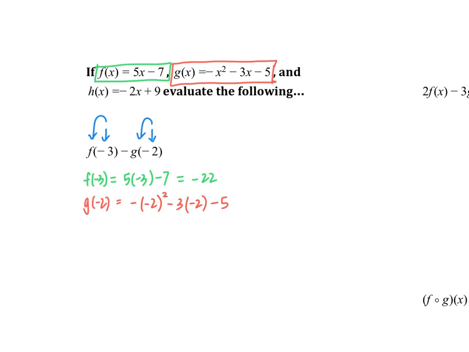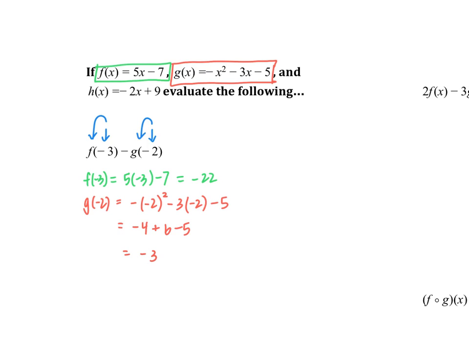So first I'm going to square that negative 2, that gives me a positive 4, and then multiply it by a negative, which gives me negative 4. Then I've got plus 6, because negative 3 times negative 2 is positive 6, and then minus 5. So negative 4 plus 6 would be 2, and then 2 minus 5 would be negative 3.